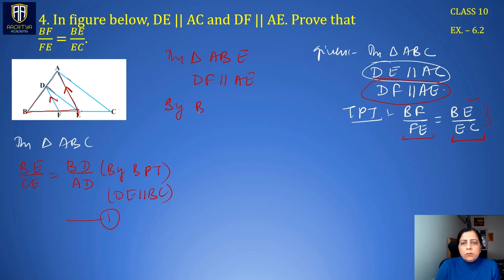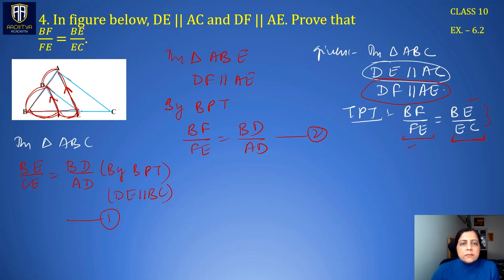So by BPT, what ratio can you take here? Look for the sides that you require. This is BF upon FE. You are getting this part from this triangle. And what is that equal to? Here, if you go on the opposite side of this, you are getting BD over AD, right? These are two parallel sides. So the way we are taking the ratio on the LHS, we are following the same method on the right hand side. So BD upon AD. So by BPT, BF upon FE is equal to BD upon AD. This is our second equation.